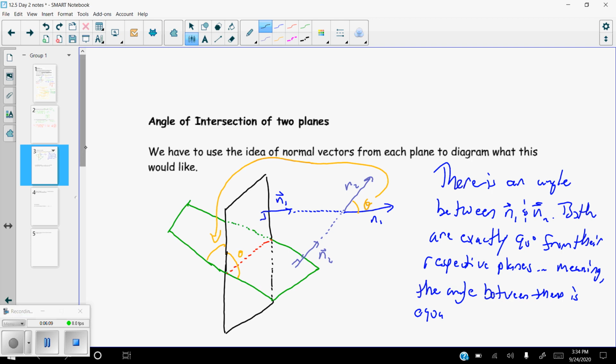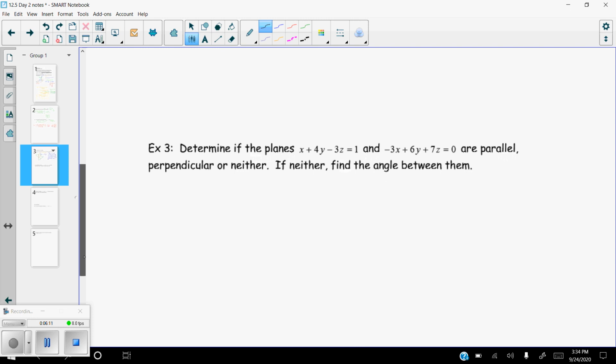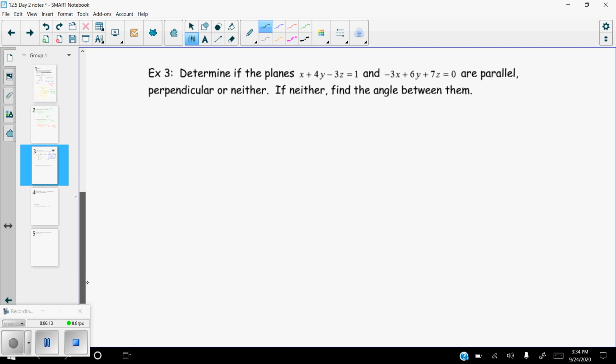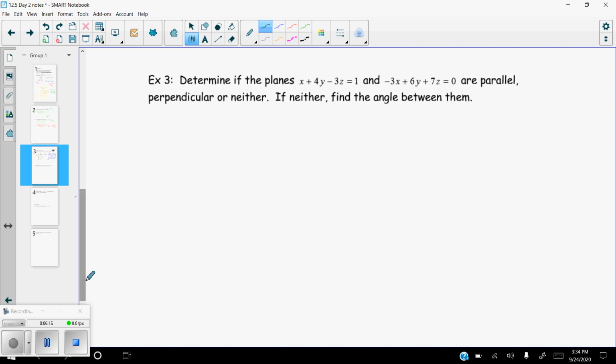All right, well, let's go ahead and do example 3, the first example of this video. Determine if the planes given by x plus 4y minus 3z equals 1 and negative 3x plus 6y plus 7z equals 0 are parallel, perpendicular, or neither. And if they are neither, find the angle in between them.